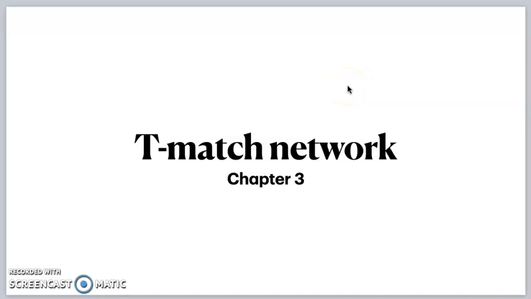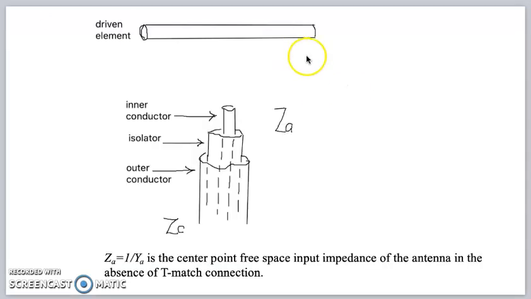Okay, so for the T-match network, I'll continue. What we will discuss is that first we have the antenna and antenna structure. For these cases, most of the time we call it the driven element. It can be a wire where our antenna structure is radiated. For example, in a Yagi-Uda, this is the one that is connected directly to the source wire, so the driven element.